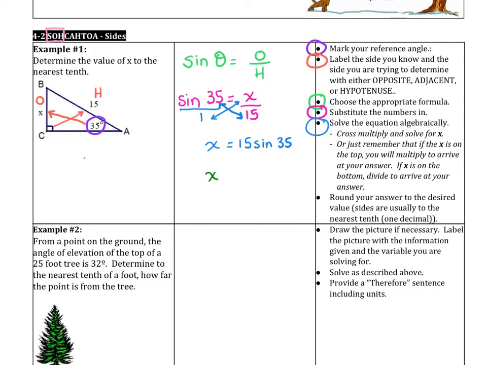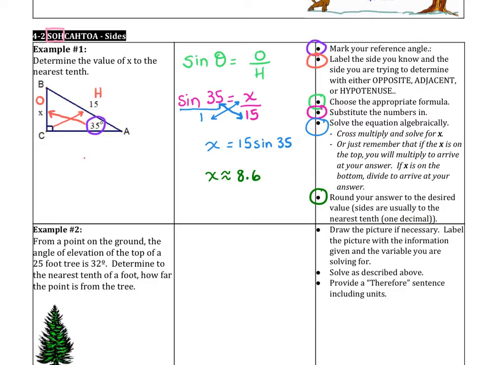And you get that x is approximately, and when it's a side, you're going to round to 1 decimal place, 8.6. So round your answer to the desired value, which is typically sides are rounded to the nearest tenth, which is 1 decimal place.